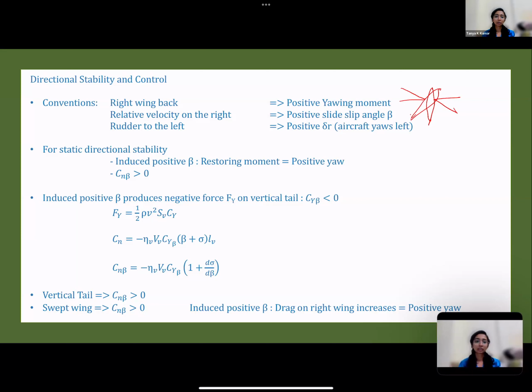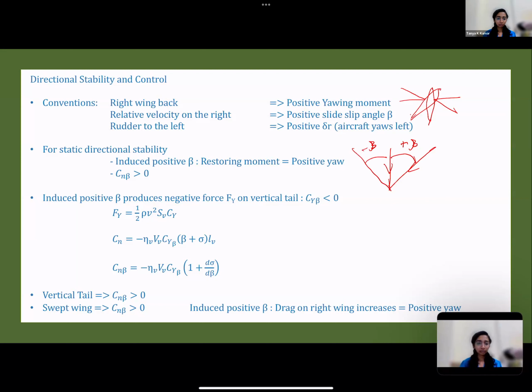If this is your forward velocity and this is your gust, this is considered positive side slip angle beta. This is negative. So if your relative velocity vector is on the right, you have positive beta. If it's on the left, it's negative beta.